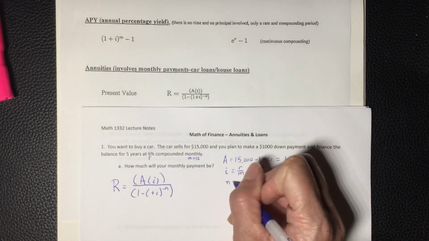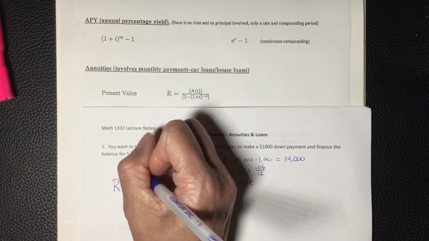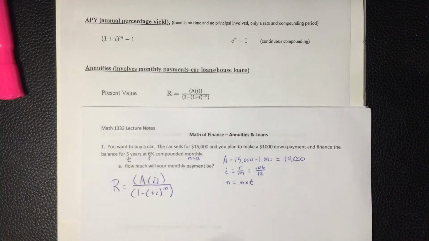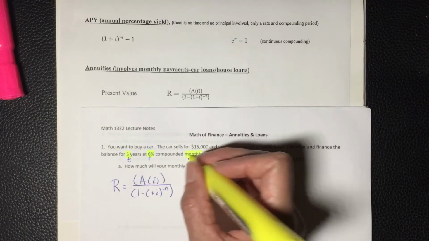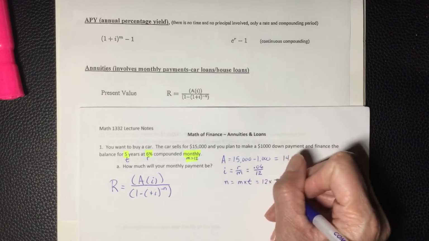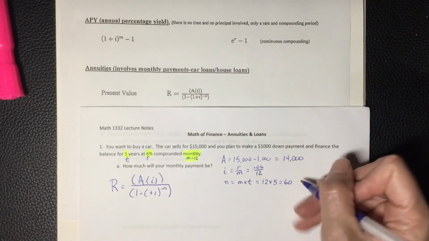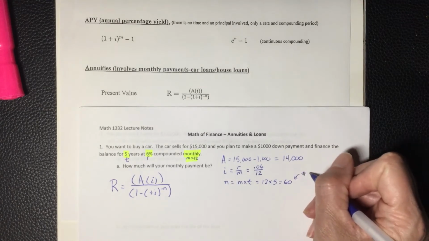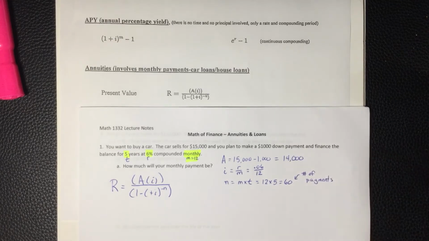All right, we also need N. This is M times T. Remember, T is our time in years. Okay, so here are all of our important numbers from our problem. All right, so we're compounding 12 times a year for 5 years. So in this type of problem, N also gives you the number of payments. If we're going to pay every month for 5 years, we're going to pay a total of 60 payments. All right, so now we're ready to plug all this into the formula.